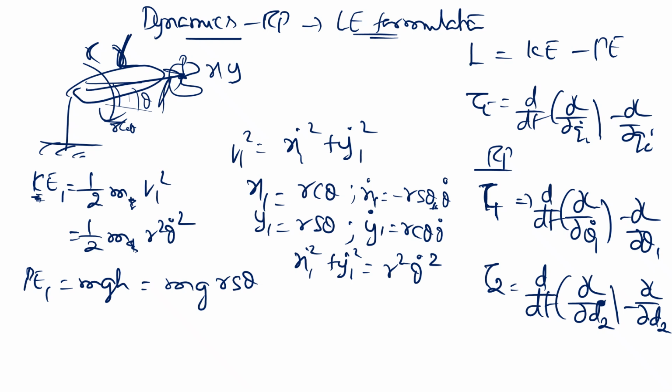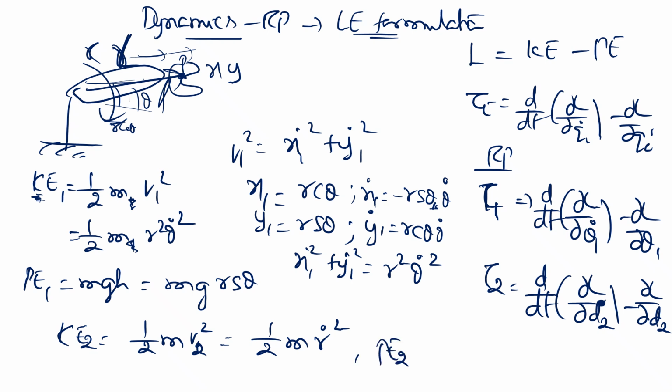And for the second link, KE2 equals half m times v2 square. Here the displacement is r only. For the revolute joint this length is r, and for the prismatic joint this length varies, so r becomes r dot. So I can straight away put half m r dot square. And the potential energy P2 is mgh, so the same thing, m g r sine theta. Now we have the kinetic energy and potential energy for both the links.